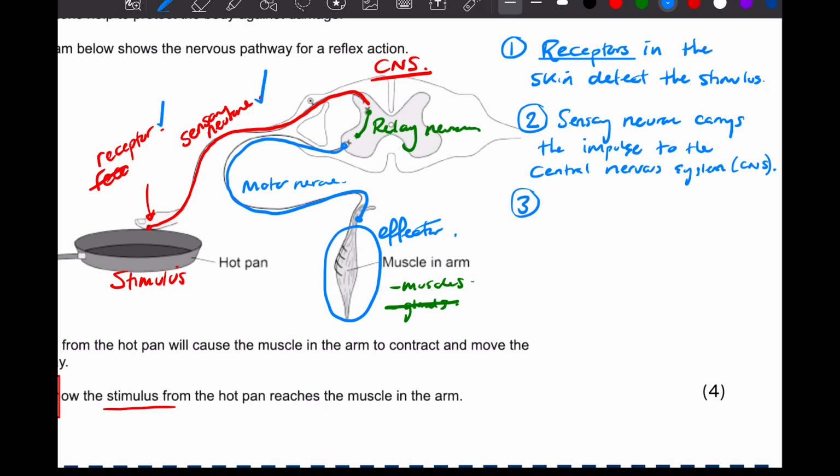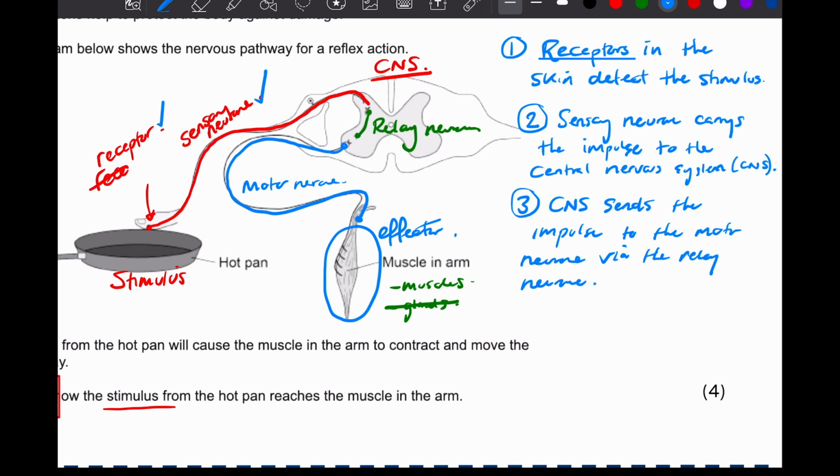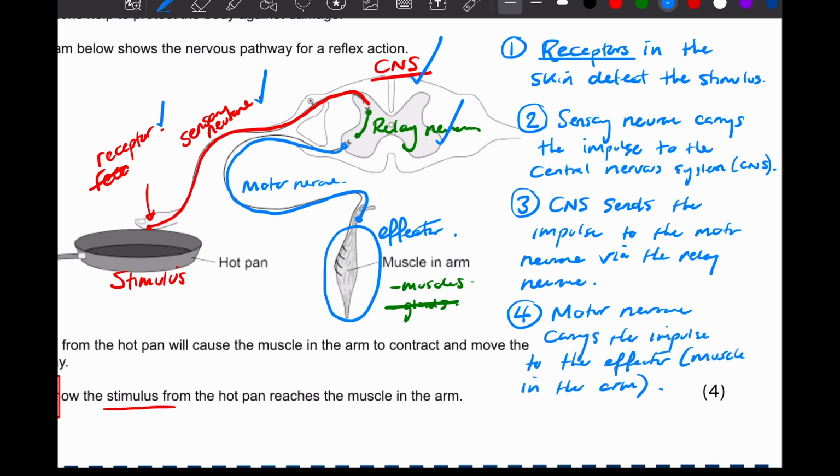3, now we don't need to mention the brain in here, what I talked about, because this is a pure reflex action. So that relay neuron is just there to pass the information. So we've talked about the central nervous system, and we've talked about the relay neuron. 4, we now need to talk about how the motor neuron... That is 4 points. We have talked about the motor neuron, and we've talked about the effector.